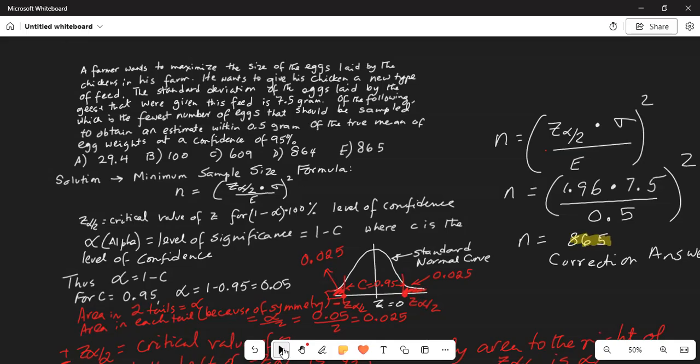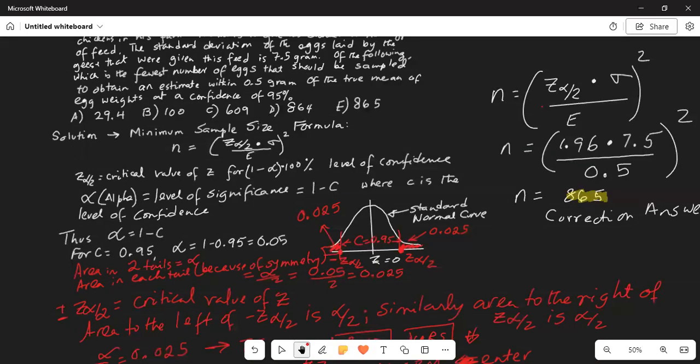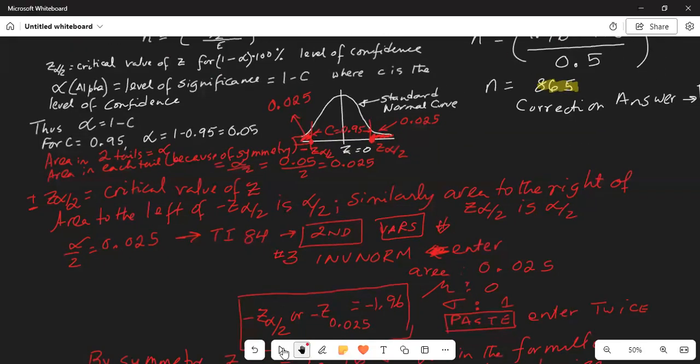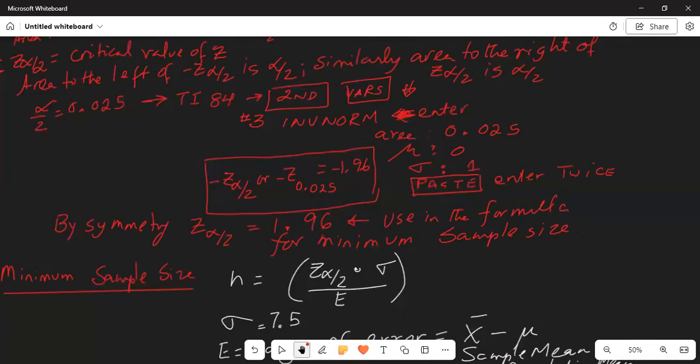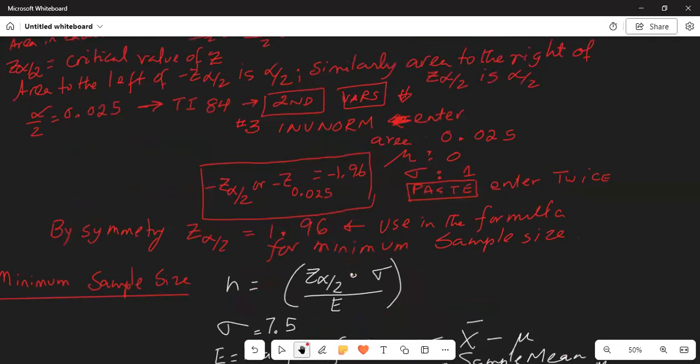Now we can use the TI-84 to find this critical value. Second, VARS 3 will take you to invNorm. Area on the left tail is 0.025. Mu is 0, sigma is 1. Paste, enter twice and you will get the critical value as minus 1.96. Because of symmetry, the critical value Z alpha by 2 on the right tail is positive 1.96. And then we are going to use this formula.